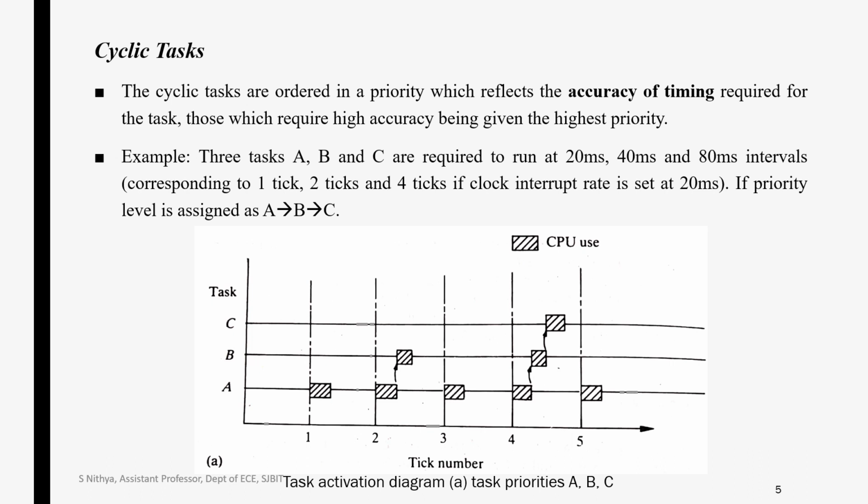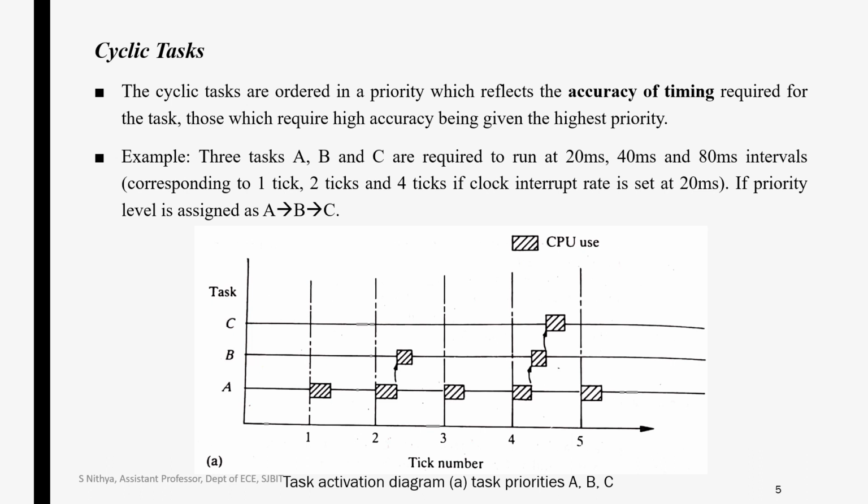Okay, corresponding to tick 1, tick 2 and tick 3. In this diagram you can see the x-axis represents the numbers 1, 2, 3, 4, 5, which are nothing but ticks. So we can say the tick is nothing but the clock also. If the clock interrupt rate is set to 20 milliseconds, then each clock interval represented here is 20 milliseconds, so every 20 milliseconds a tick will be generated. If the priority levels are assigned A, B and C, that means A is the highest priority, B is the second priority and C is the third priority among the three tasks.